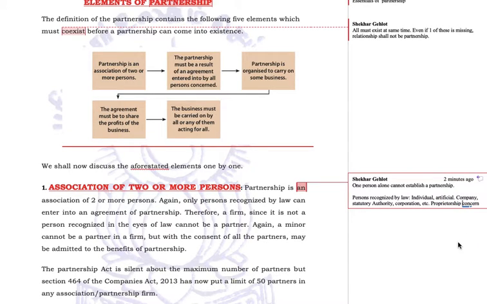Now, we have a proprietorship concern. Can this proprietorship concern be a partner in a partnership firm? Answer is no. Why? Because proprietorship concern is not recognized by the law as a separate entity. Proprietorship concern is known by its proprietor only. Whoever is a proprietor, he is the sole owner and sole responsible for the proprietorship concern. So he can be a member, but the proprietorship concern, because it is not an artificial company or association recognized by the law, cannot be a partner in a partnership firm. Therefore, a firm, since it's not a person recognized in the eyes of law, cannot be a partner.